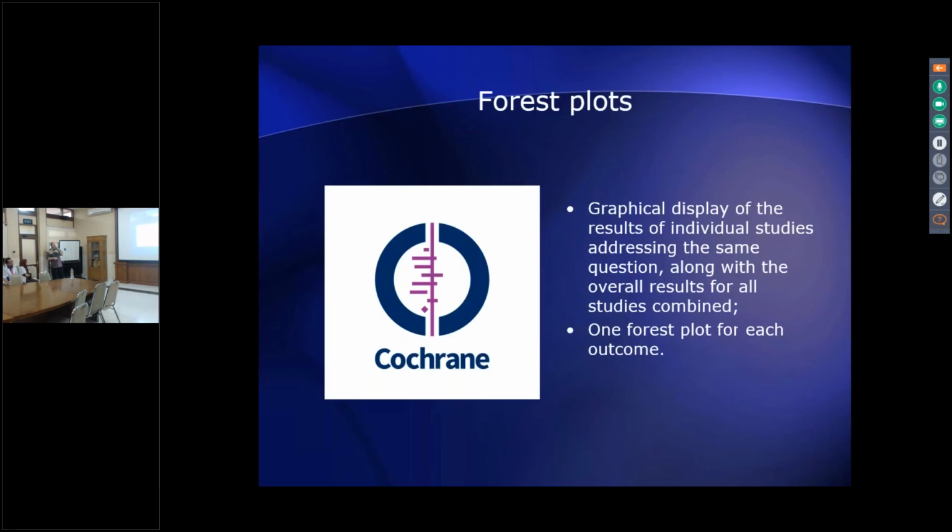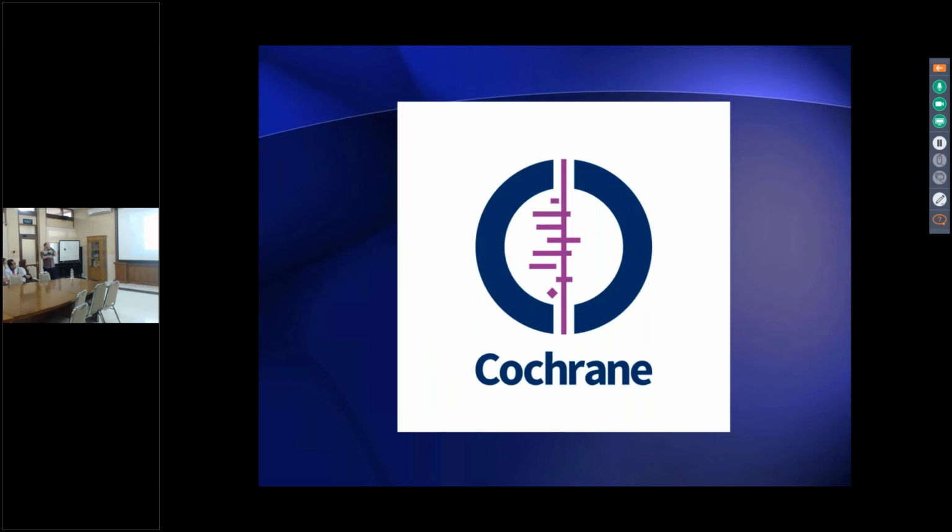So this is the logo of the Cochrane Collaboration. It's taken as Cochrane's logo for a very particular reason, which I'll explain in a moment. A forest plot is a graphical display of the results of individual studies which compare two things for a particular outcome. So if I give you an example, this is the Cochrane logo, but it is also a forest plot on the outcome of perinatal mortality.